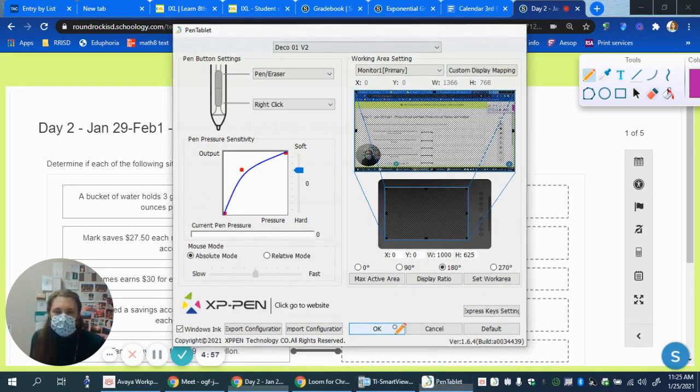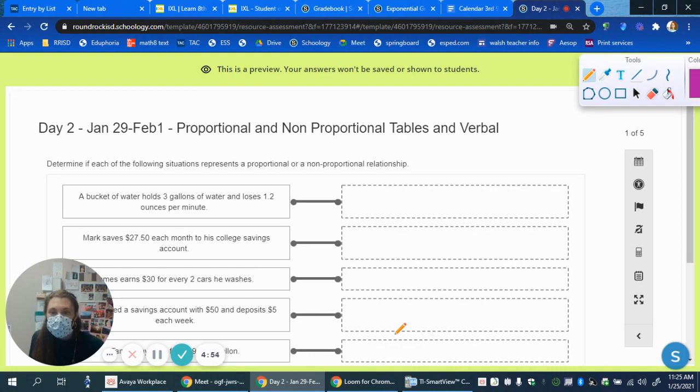Hey guys, so for proportional and non-proportional with tables and verbal meaning just situations or word problems, again, we're looking at the same two things that we talked about on Monday, where for something to be proportional, two things have to be true. It has to go through the origin, meaning B, your y-intercept is 0, and it has to have a constant slope, which makes it a straight line. So constant slope or straight line.